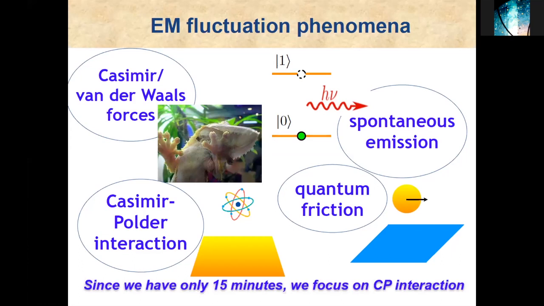So here are some examples of electromagnetic fluctuation-induced phenomena. So we know about Casimir van der Waals forces, which enable geckos to stick to walls. And there's also spontaneous emission of photons when an atom de-excites from a higher energy level to a lower energy level. And quantum friction is another example of electromagnetic fluctuation-induced phenomenon. And what interests us today is Casimir-Polder interaction, which exists between an atom and a surface. Because we only have 15 minutes for the talk, I'll focus on Casimir-Polder interaction in the context of Chern insulators.